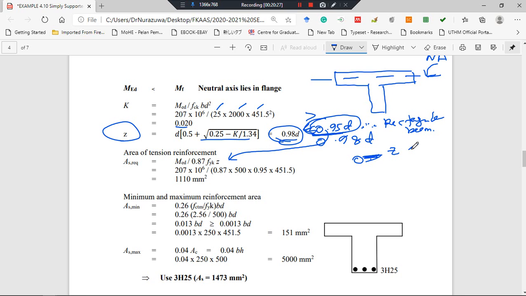Oh, kenapa tak dilukis? Sekejap. Must be less. Kenapa ni? Sekejap lah, saya tak boleh conteng.